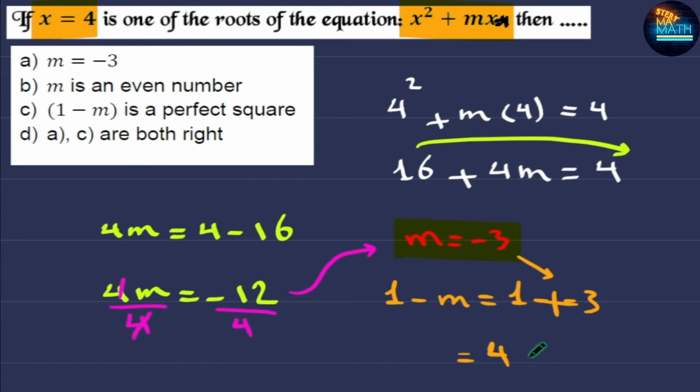And that is already a perfect square because 4 can be written as 2 to the power of 2, or a perfect square means you have a square root for this number, and the square root of 4 is 2. So the answer is A and C are both right. D.